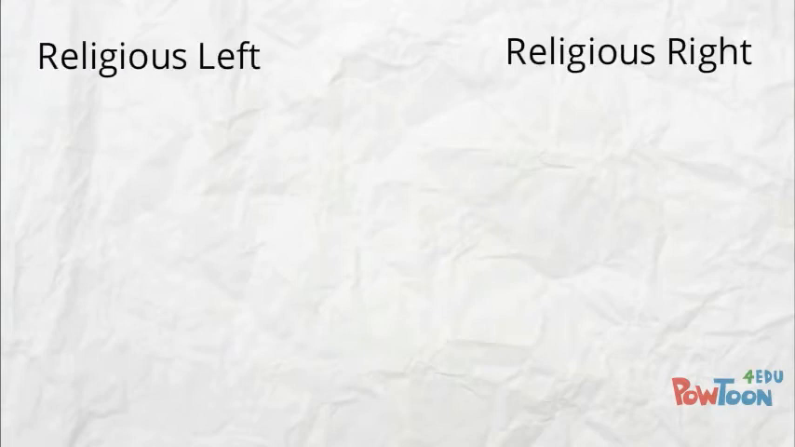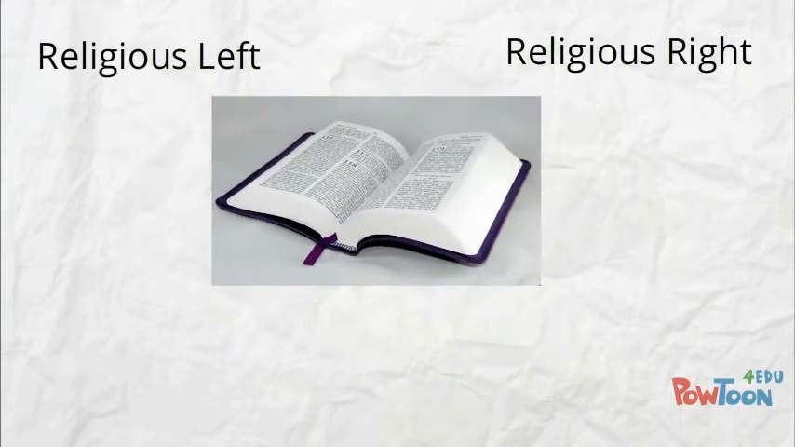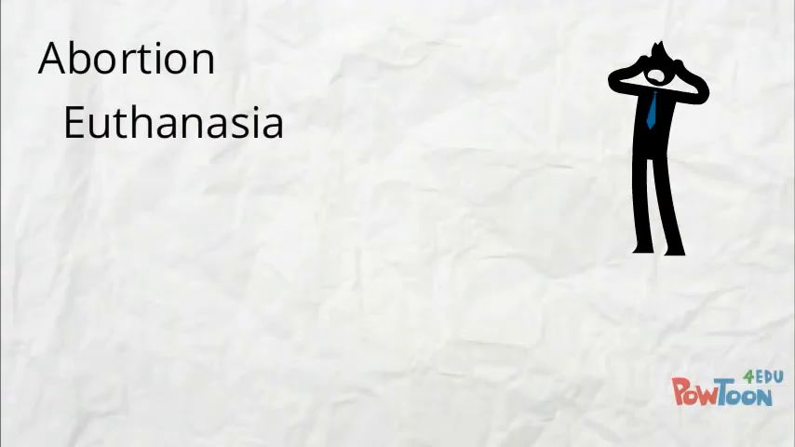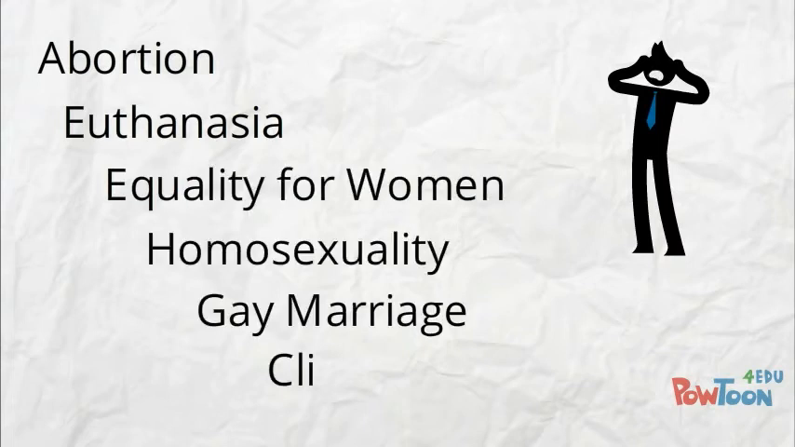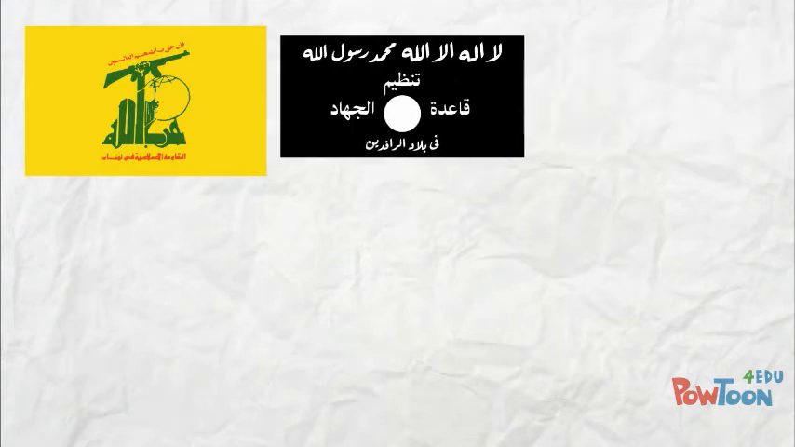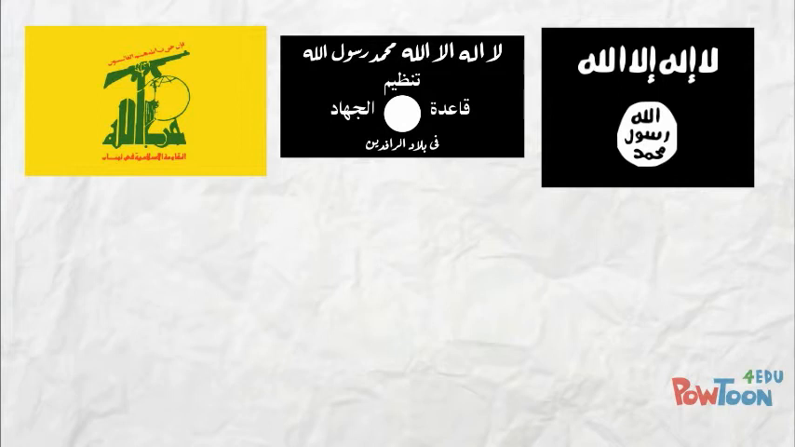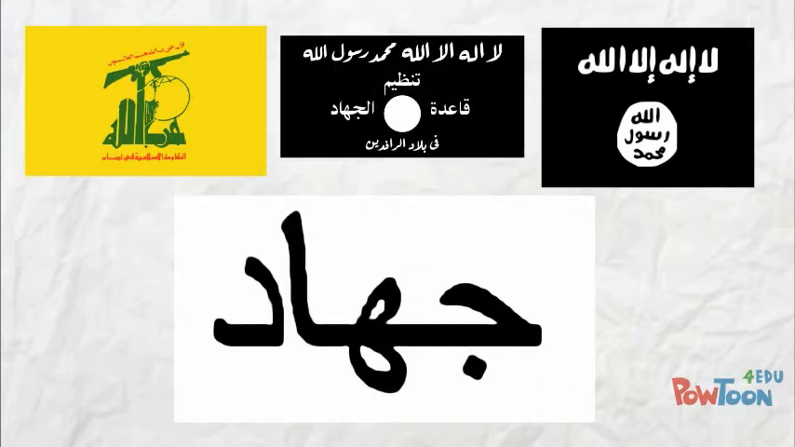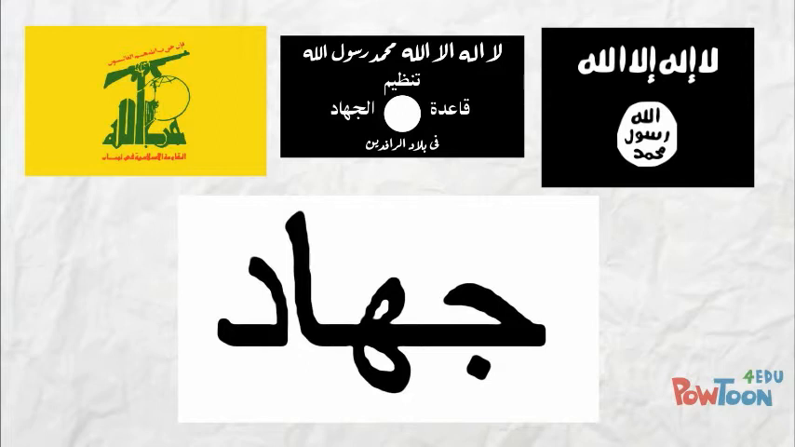For example, how are we to understand the fact that in the United States, the religious right and the religious left read the same sacred text and yet come to opposing positions on such issues as abortion, euthanasia, equality for women, homosexuality, gay marriage, and climate change? Or moving to the global stage, how are we to make sense of terrorist groups such as Hezbollah, Al-Qaeda, and ISIS? And just what is the true meaning of the Arabic word jihad? Clearly, even atheists and agnostics must acknowledge the significant impact of religion on human existence, for good or ill.